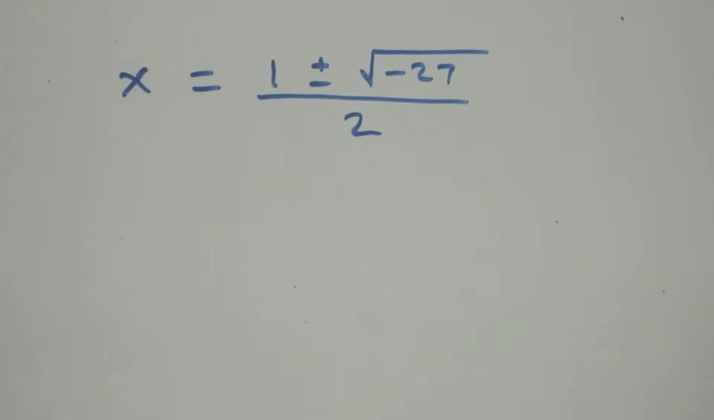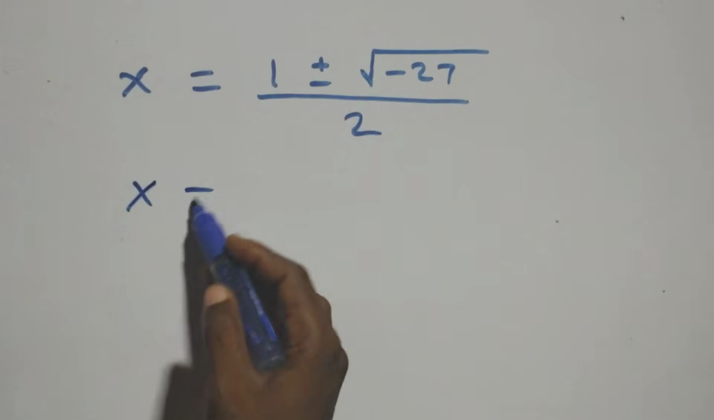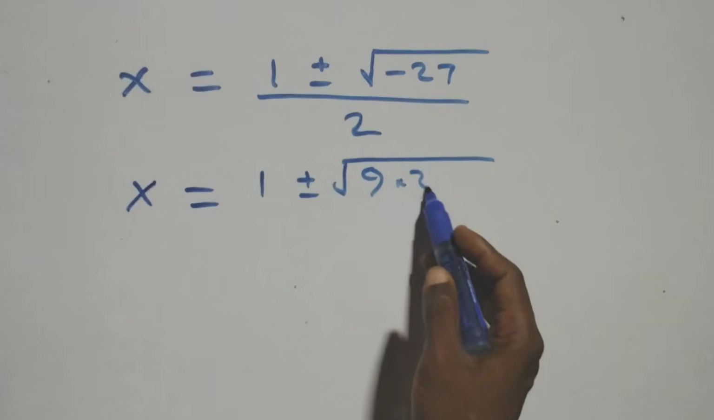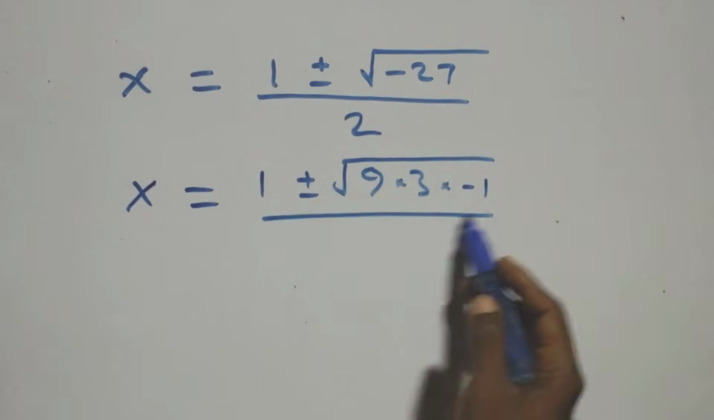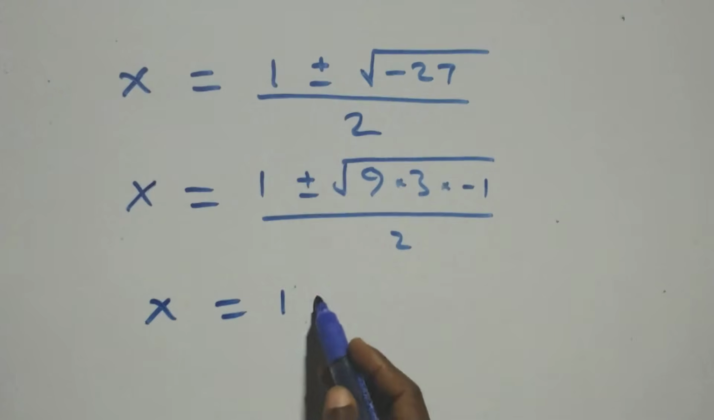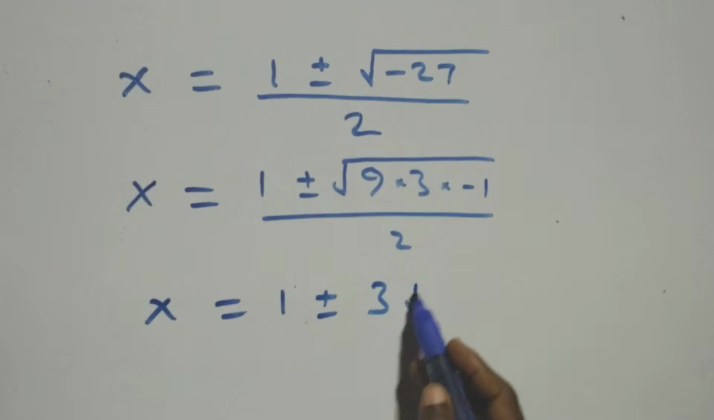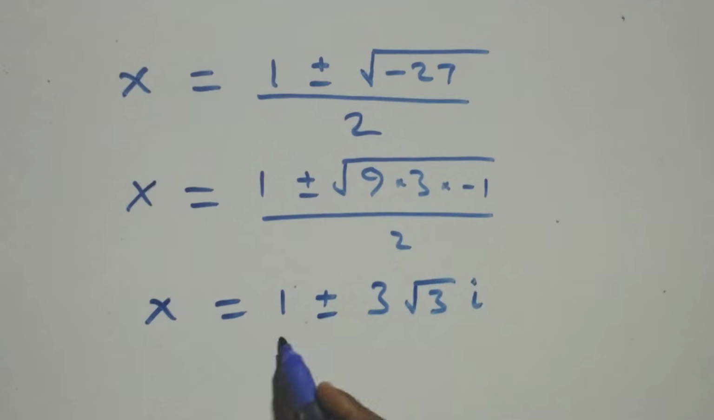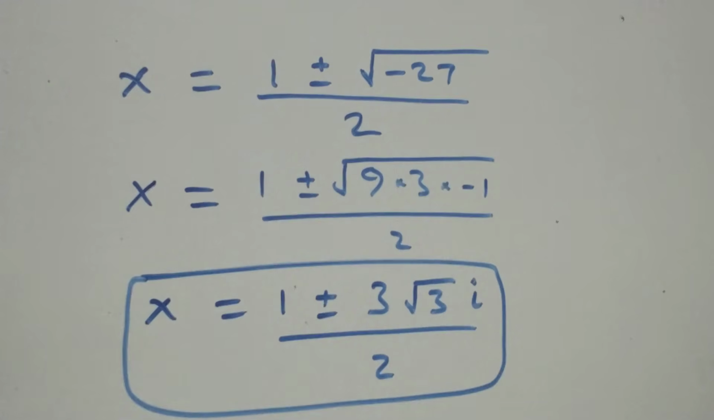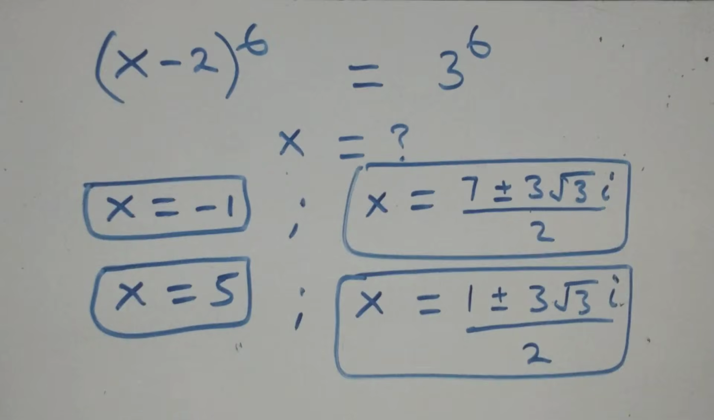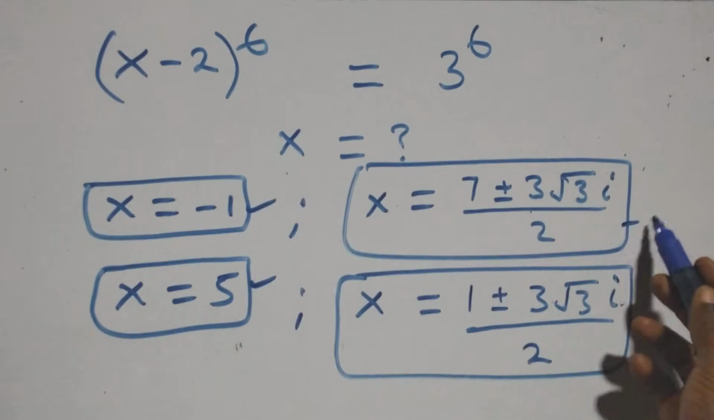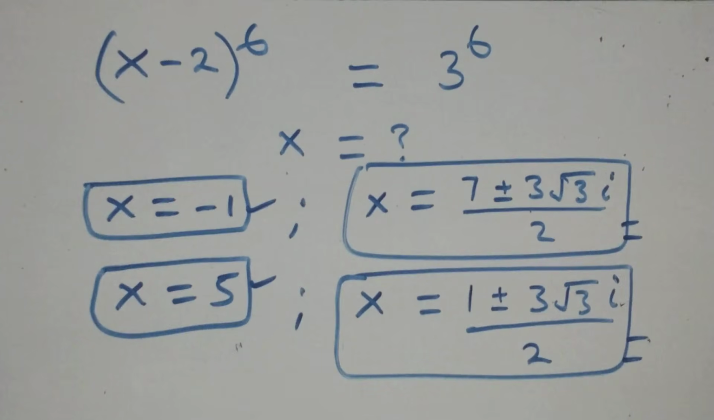We can rewrite this and we have x equals 1 plus or minus square root of 9 times 3 times minus 1, all over 2. When we separate this, root 9, that's 3, we have x equals 1 plus or minus 3, then we have root 3, root minus 1 is i, over 2. Also here we have two complex solutions. And therefore, altogether here we have 6 solutions in this problem: 2 real solutions here, 2 complex solutions here, and also 2 complex solutions here.